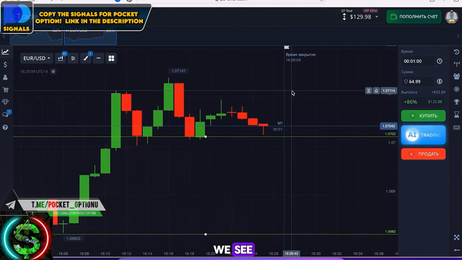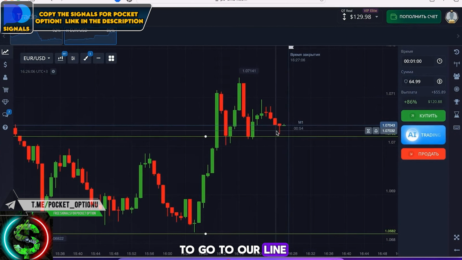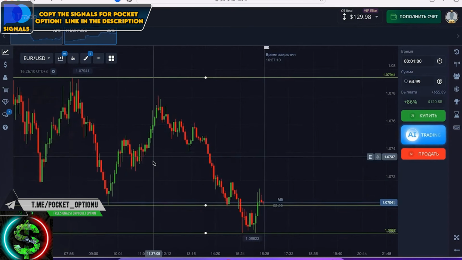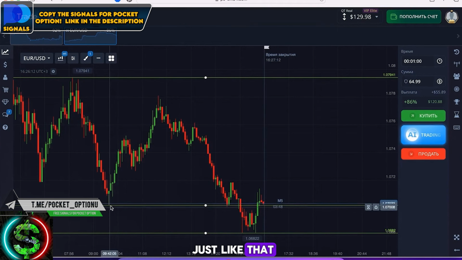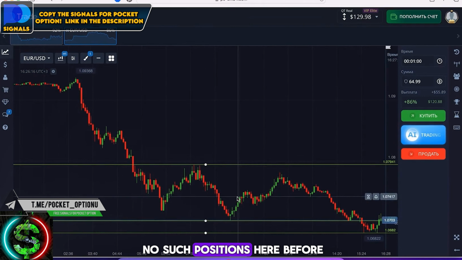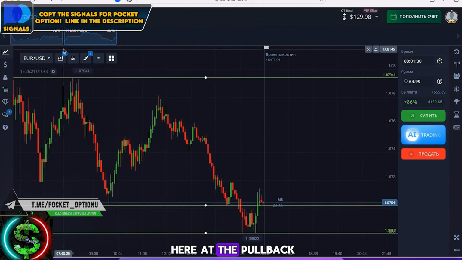And what do we see? We see another small bearish candle. It already has a pullback. It really doesn't want to go to our line. Let's even set it exactly as it was at the minimum. And I placed it just like that. As we can see, it stands here. That is, there were no such positions here before. As soon as it entered the flat, it placed it right here at the pullback.